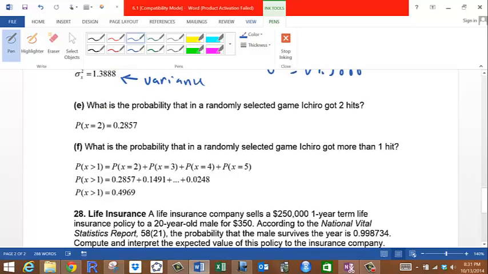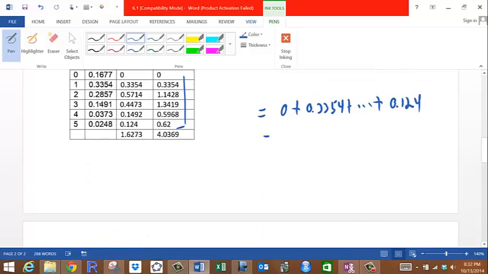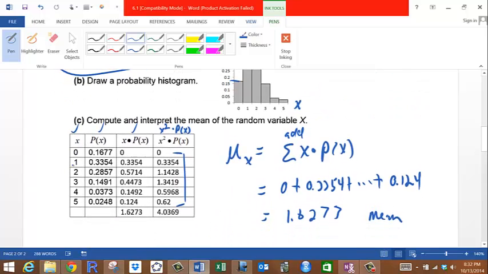Now, part E just says what's the probability he got 2 hits. Well, the probability he gets 2 hits in a given game is 0.2857, and that's just from looking right here off the chart.